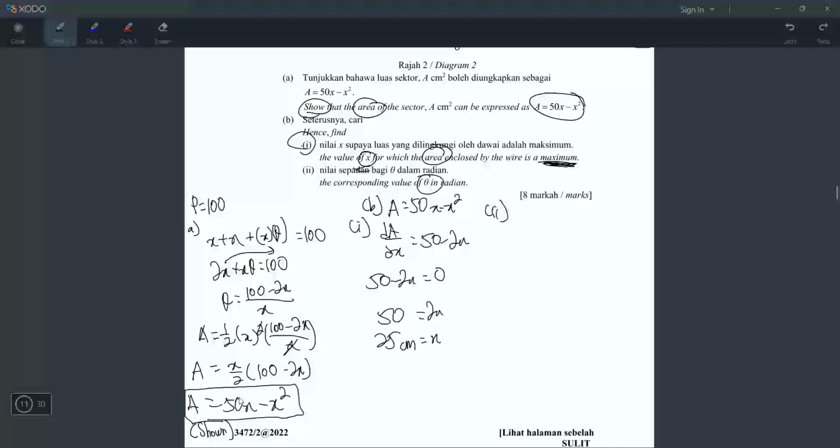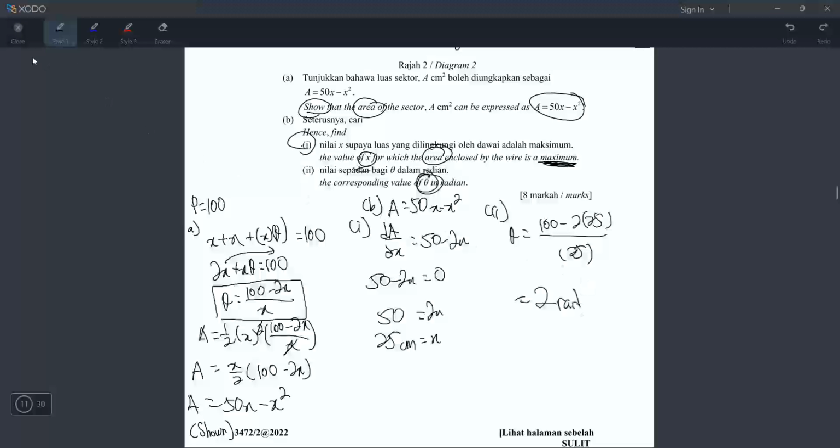But what if they want the value of theta, like in the second question? Then you substitute into the equation for theta, which is this one, right? Because you don't want a, you want theta. So theta equals what? 100 minus 2x over x, and for x you put 25. 25 times 2 is 50, 100 minus 50 is 50, 50 divided by 25 is 2. Don't forget to write the unit. This is radian, right?